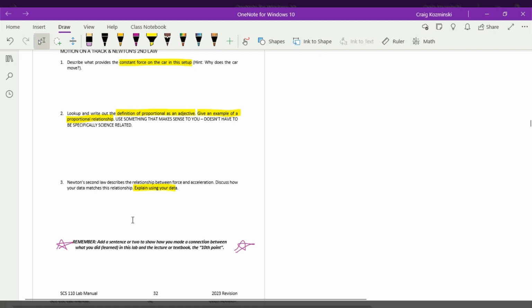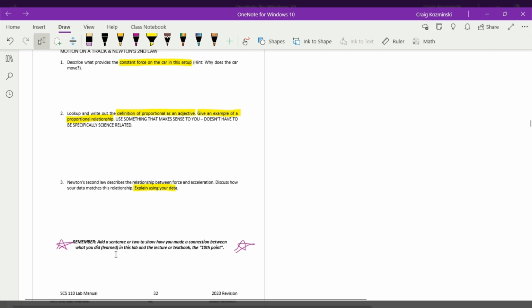Finally, just one note about the lab report. The 10th point is the connection that students are asked to make between something that they have learned in the lecture and something that they have experienced or conducted in the lab. And so a great model of how to answer this question is the following. In lecture, we learned about this particular topic. In lab, I saw this on display when I observed the following.